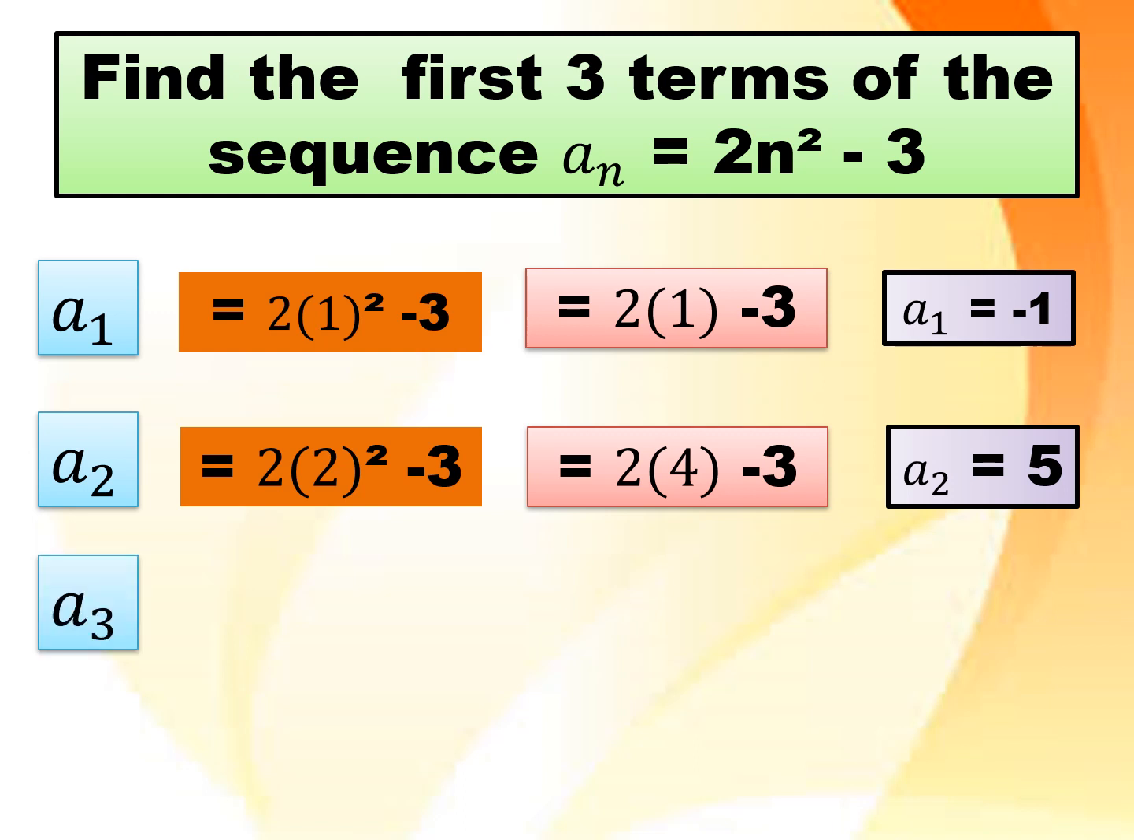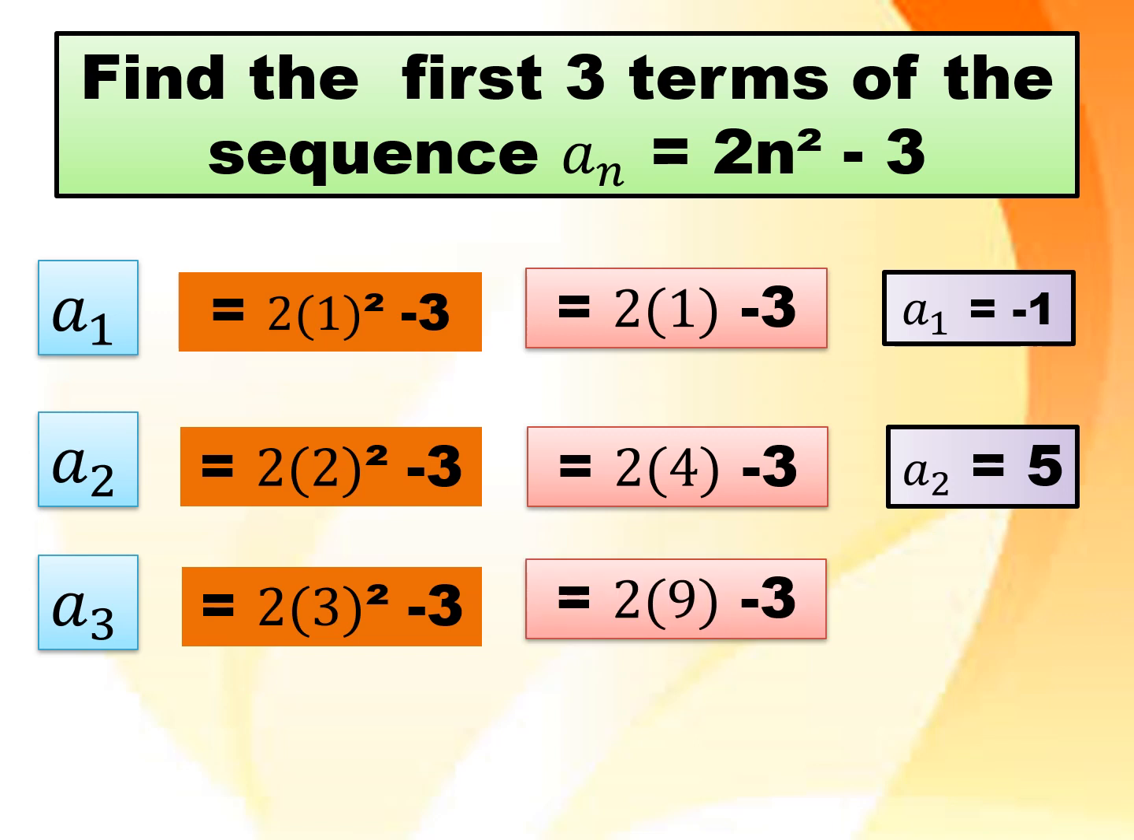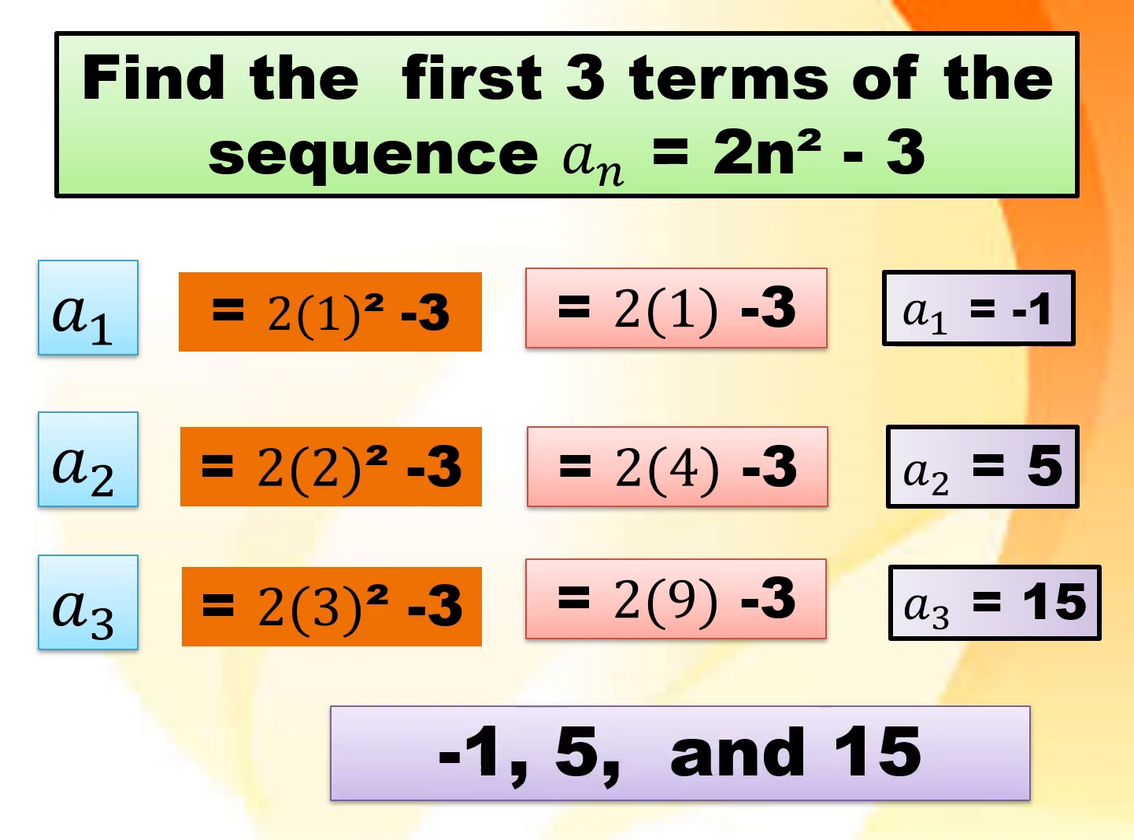For our third term, we will have 2 times the value of n, which is 3, squared, minus 3. Simplifying the exponents, we will have 2 times 9 minus 3, which is equal to 15. Therefore, the first three terms of the sequence a sub n is equal to 2n squared minus 3 are negative 1, 5, and 15.